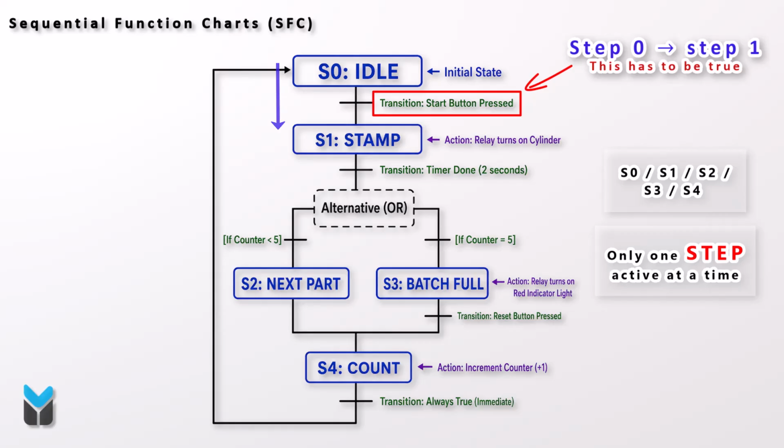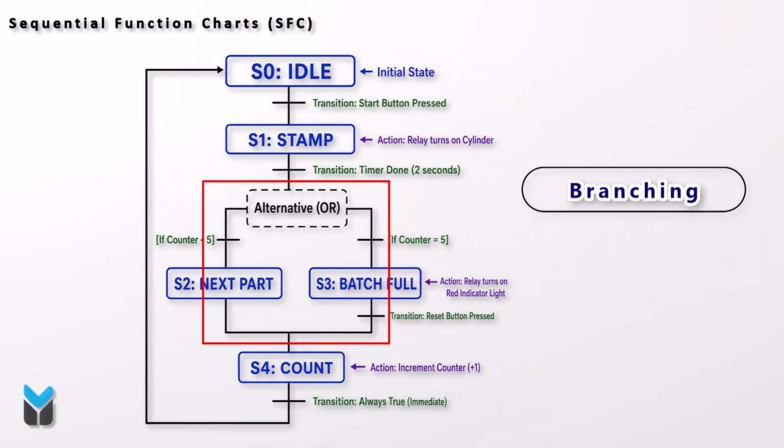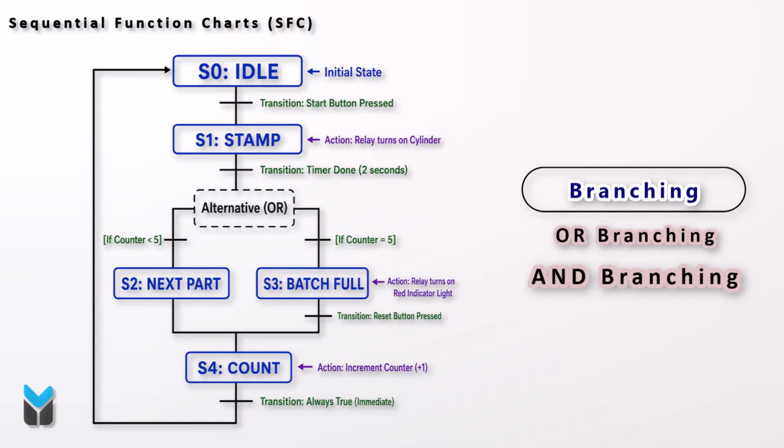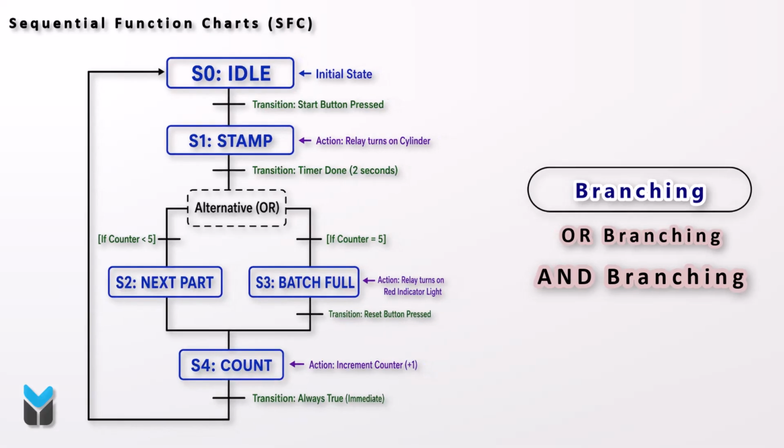Another important feature of SFC is branching. In this example, you can see an OR branch. OR branching allows the system to select only one path based on a condition, meaning the sequence follows one transition among several possible choices. There is also another type called AND branching, where multiple paths are executed simultaneously in parallel.